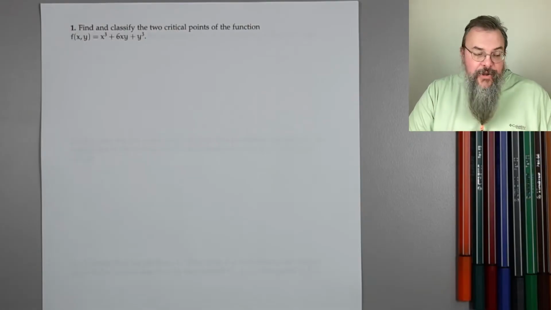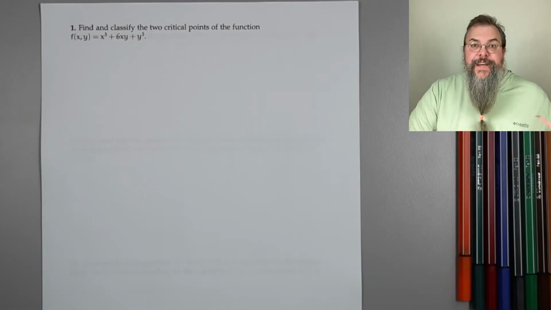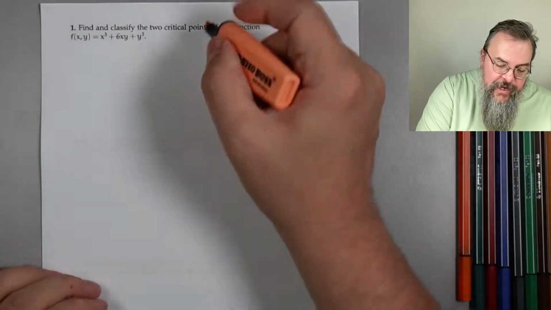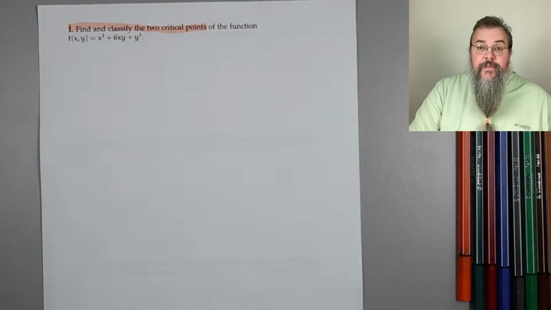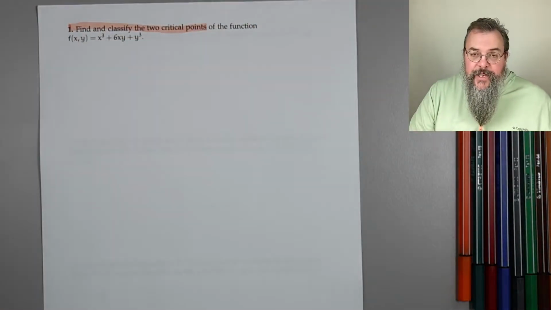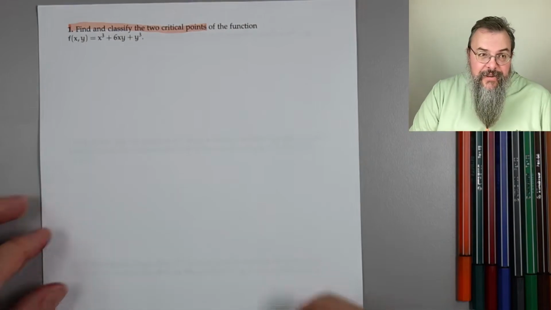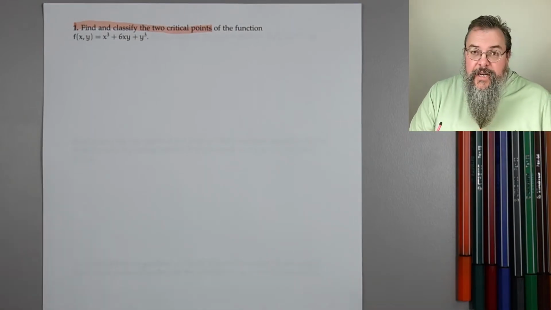And there's kind of a big clue. It tells us, right? It's a find and classify critical points problem. Now that means we're going to take the gradient, set it equal to 0, and classification means second partials test. So let's start with finding.